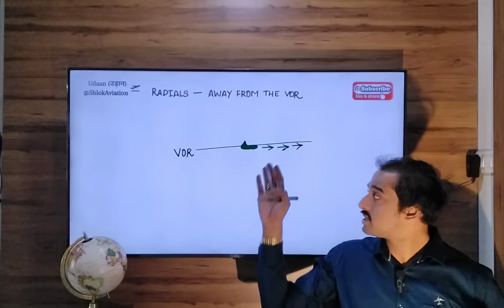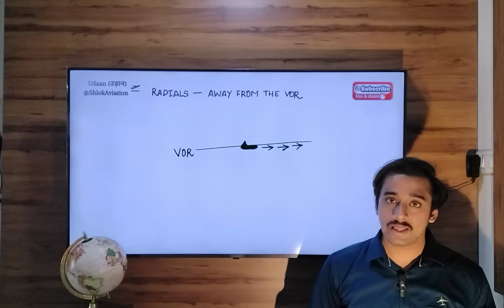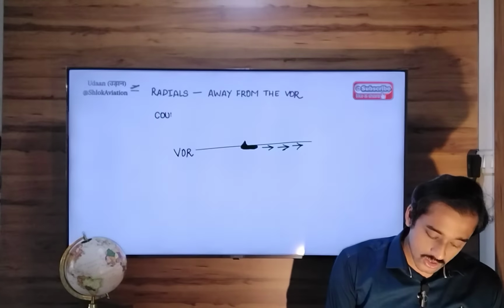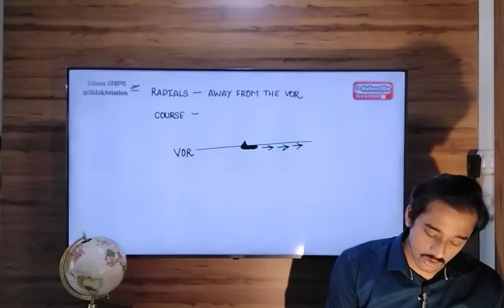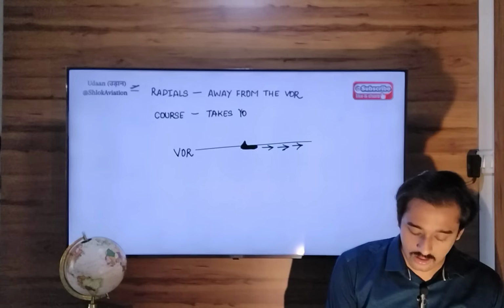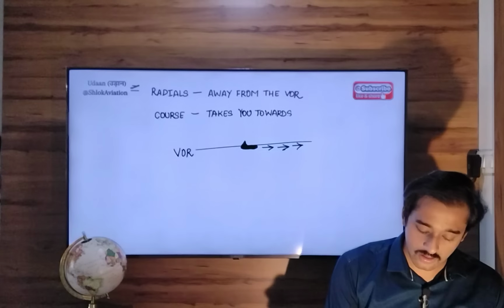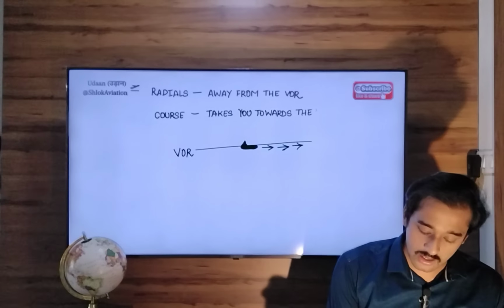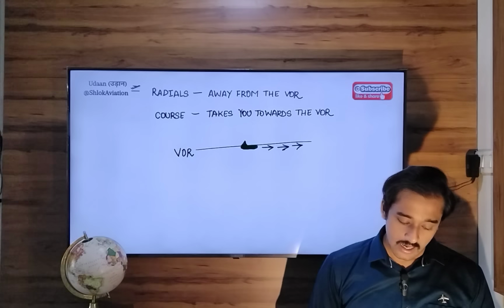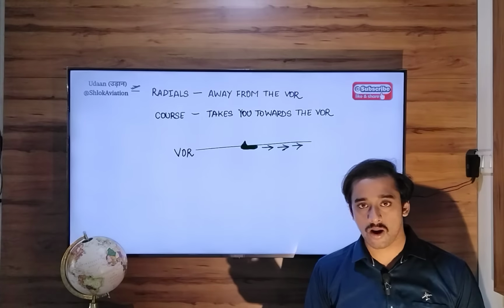If you are flying on this radial but tracking towards the VOR station, you will call that course. So course takes you towards the VOR station. Okay, so you have to remember this. Radials take you away from the VOR station, course takes you toward the VOR station.